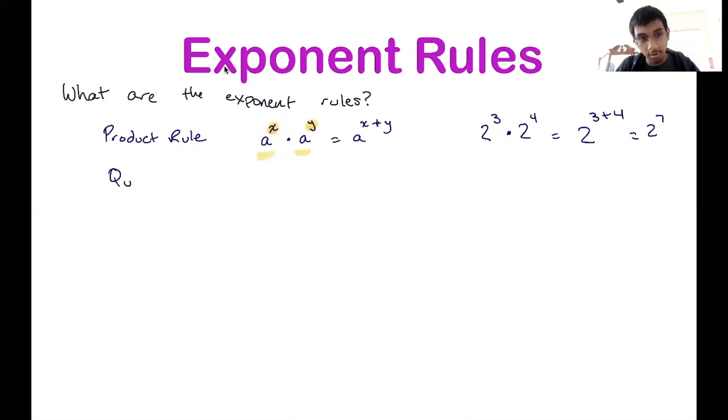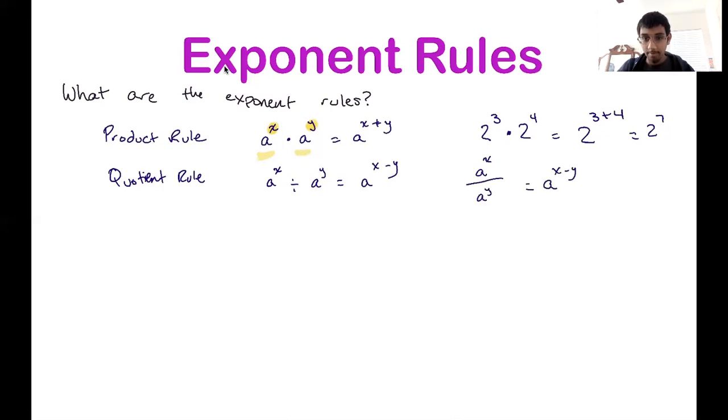Now let's look at the next one. This is the quotient rule. The quotient rule is telling us that if I have a to the x divided by a to the y, that is the same as me doing a to the x minus y. Another way you could see this written out is as a fraction. If it was a to the x over a to the y in a fraction, just think of it as a to the x minus y. It's very simple. Again, you have to be dividing, and you have to have the same bases. That's a very important thing to remember. If you have the same bases, you can do that.